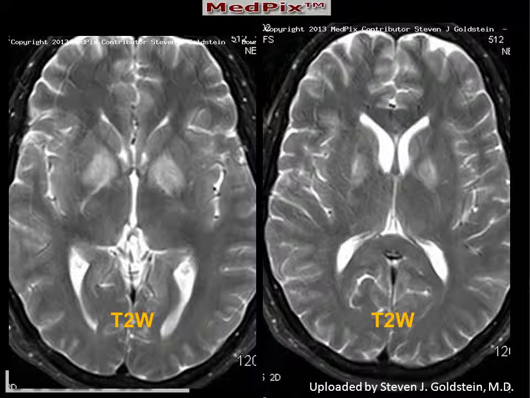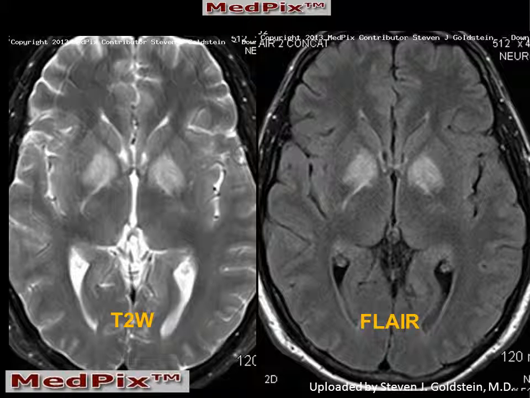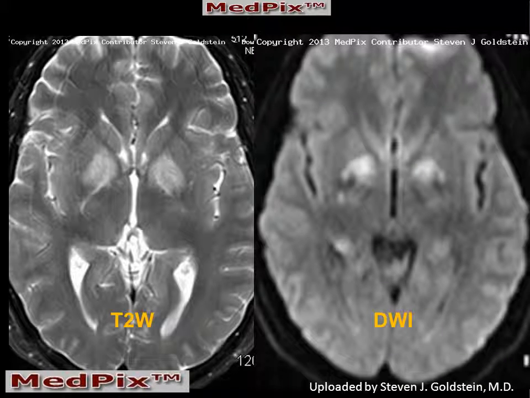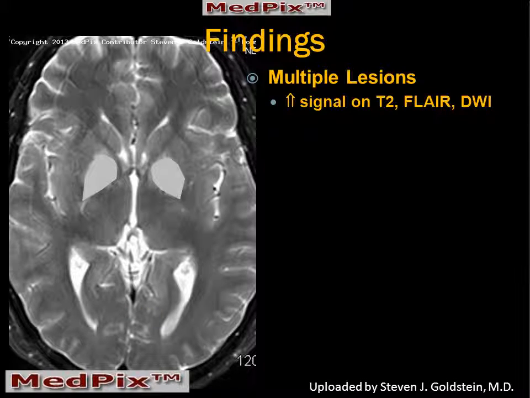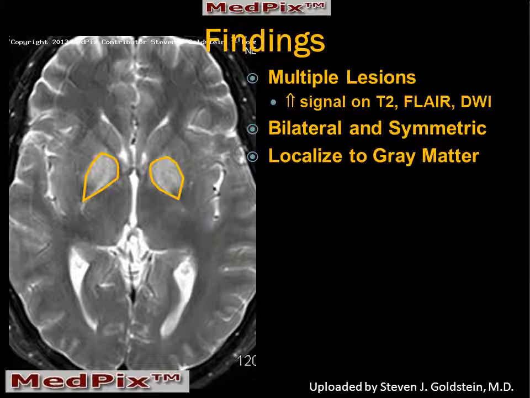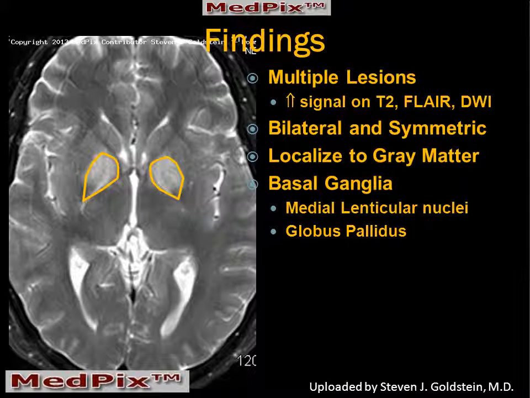It demonstrates corresponding abnormalities involving the medial portion of the lenticular nucleus, the area of the globus pallidus. We can see these on T2. We can see the same corresponding lesions on the FLAIR image, and we can also see that there is restricted diffusion in the globus pallidus bilaterally. So the findings in this case are multiple lesions consisting of increased signal on MR and decreased attenuation on CT. They're bilateral and symmetric, localized to the gray matter of the basal ganglia, and most particularly involving the globus pallidus.